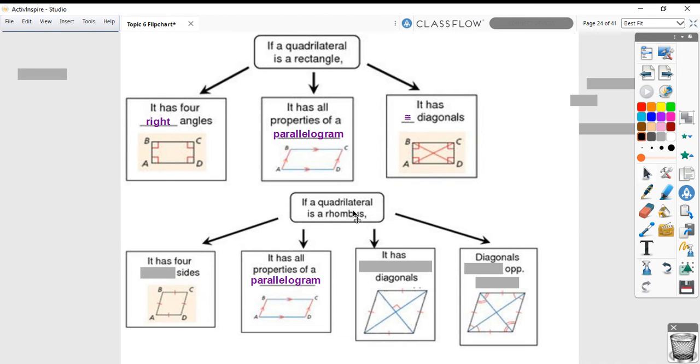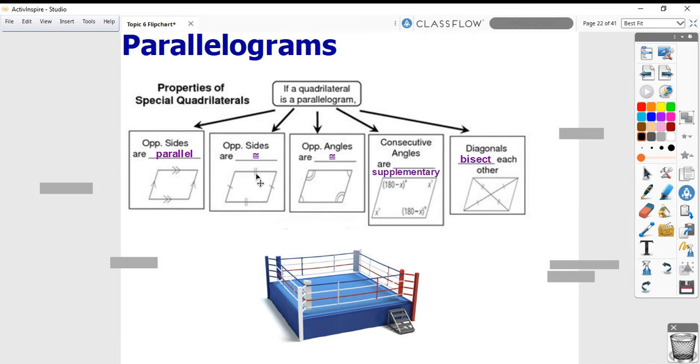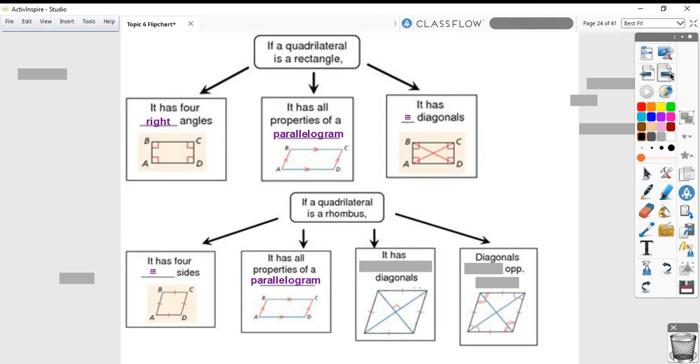The next thing is a rhombus. A rhombus is a parallelogram where all four sides are congruent. So on a regular parallelogram, we said that opposite sides are always congruent. Okay, the sides that aren't touching each other are always congruent. Well, on a rhombus, it's not just the opposite ones; it's all four of them are all congruent to each other.